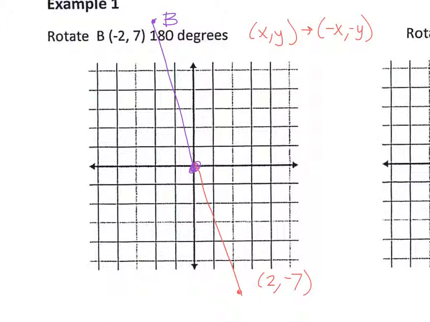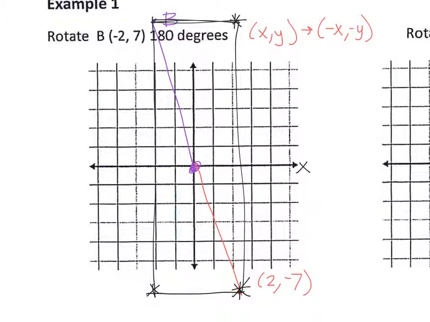You can also think about rotating 180 degrees as a double reflection. So you're reflecting over the y-axis to be here, then you're reflecting over the x-axis to be down here. Or it doesn't even matter what order. You could reflect here first and then reflect over here. You're still going to get the same result.